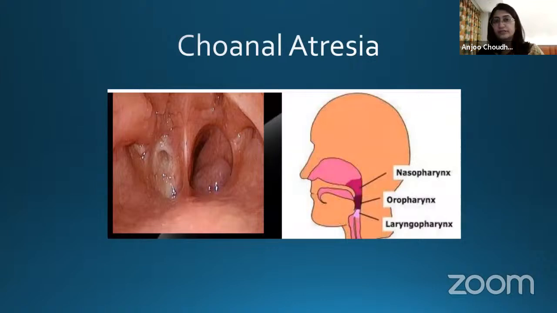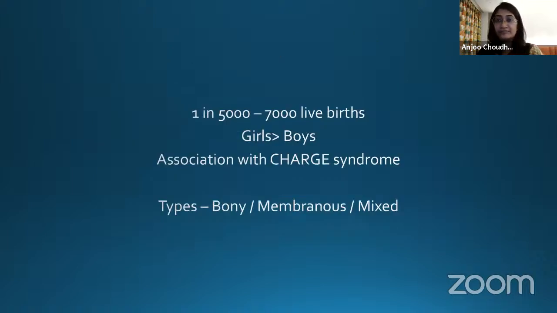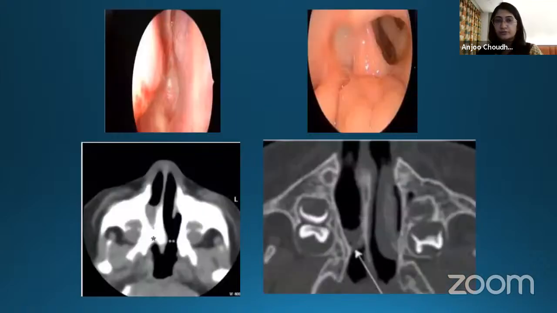So nasal pathologies, one which is seen commonly by pediatricians, I would say, would be choanal atresia. It's not very common, but because you deal with these newborn babies, you will see that it is present in one in 5,000 to 7,000 live births, with girls being more common. It's usually associated with CHARGE syndrome. And there are types, based on the CT picture and endoscopic picture: bony, membranous, or mixed.